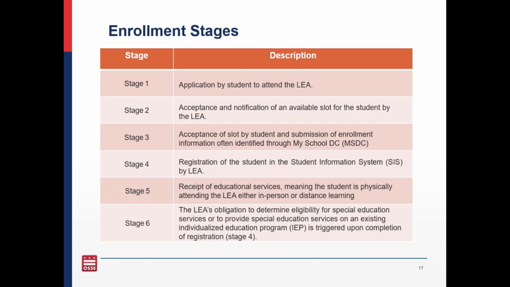Stage 5 is receipt of educational services, meaning the student is physically attending the LEA, either in person or distance learning. And stage 6 happens in conjunction with stage 4, and it's the LEA's obligation to determine eligibility for special education services or to provide special education services on an existing individualized education program, also referred to as an IEP. And this is triggered upon completion of stage 4. So those are the 6 stages of enrollment. However, for our purposes, we will focus on stage 3 through stage 6.